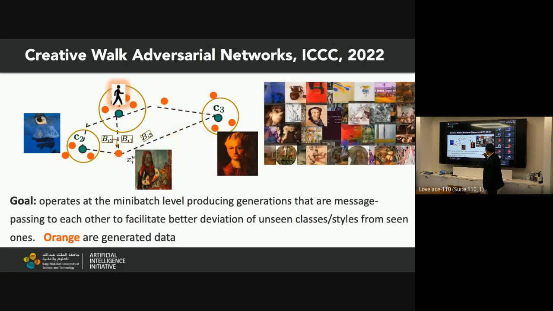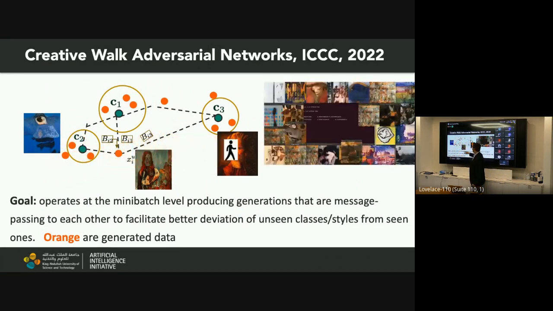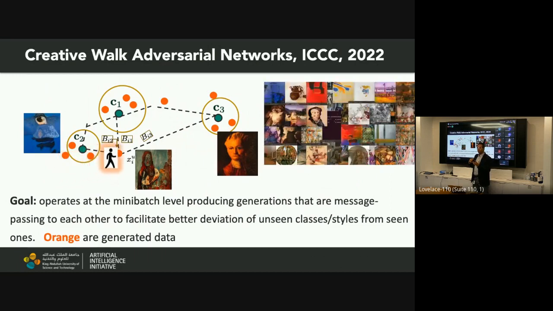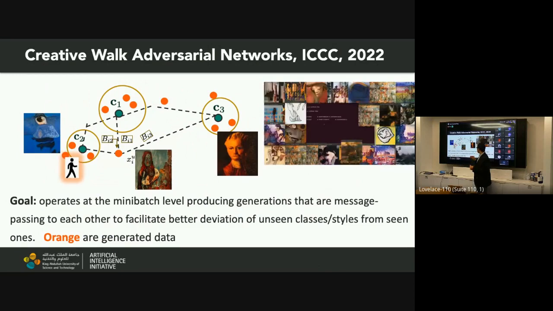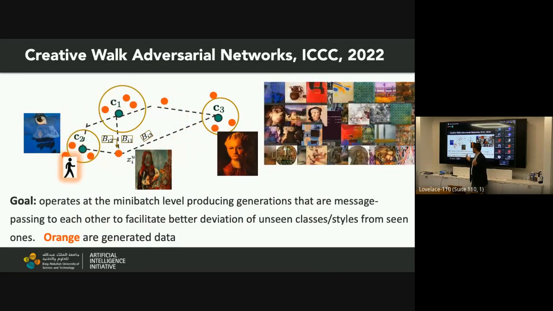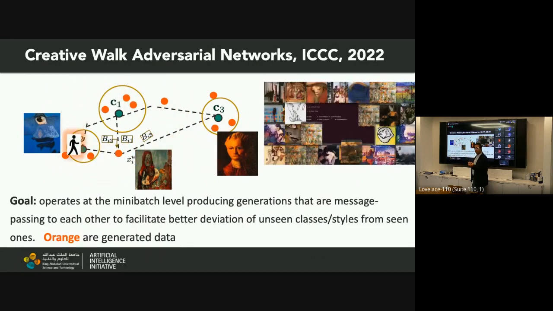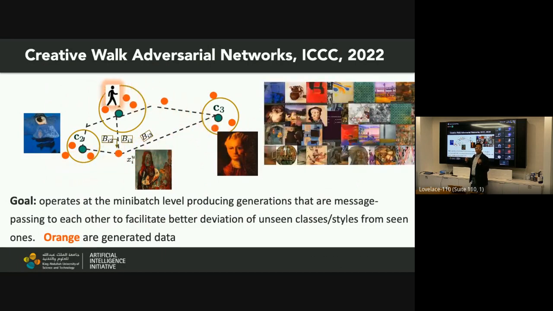I probably won't have a chance to go over the details, but the idea is very simple. So you have seen art style. These are seen classes, and the orange points are whatever the generator produced at the current mini batch. You want to guide the orange points not to be clustered around seen classes, as a deviation loss, but you want them to do that in a message passing way.